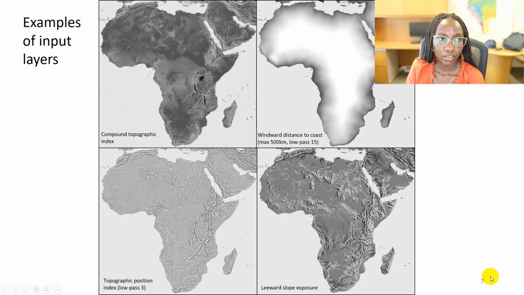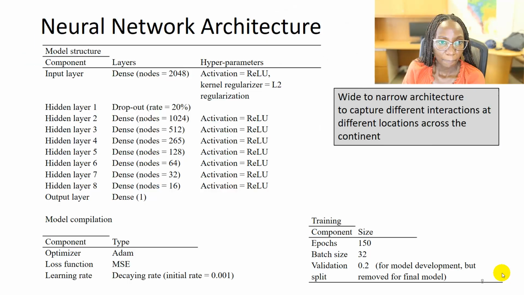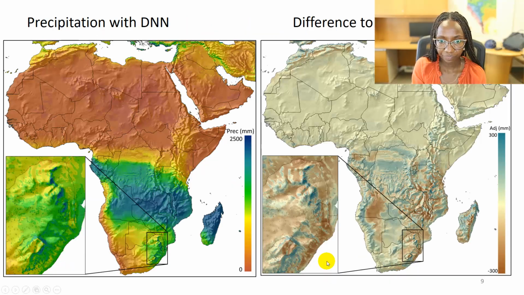Here I present some examples of our input variables, including compound topographic index and topographic position index, and also the windward distance to coast, leeward slope exposure, and these reflect the atmospheric influences on climate, such as winds. So this is the architecture of our neural network. We have a wide to narrow architecture whereby we start with a high density of nodes at the start to capture the wide variety of interactions across the continent.